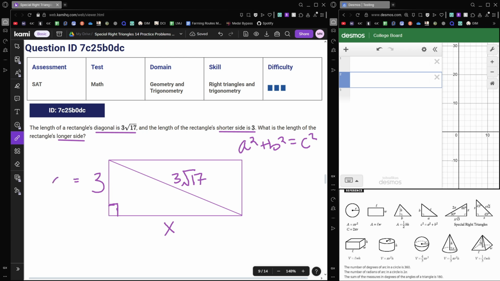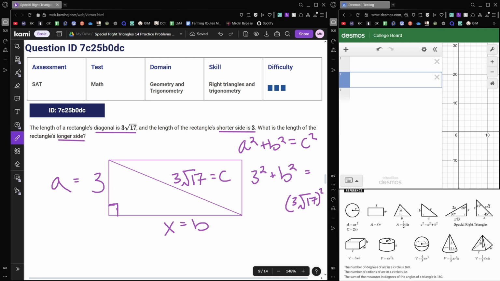This can be a, this can be b, and of course the hypotenuse is always c. Now let's plug in our values. 3 squared plus b squared is equal to 3 square root 17 squared. I kind of ran out of space there.